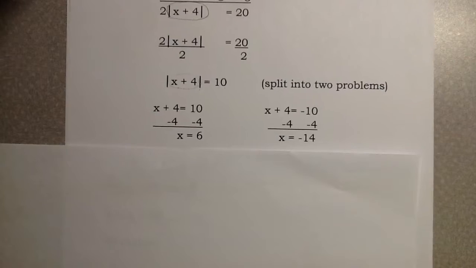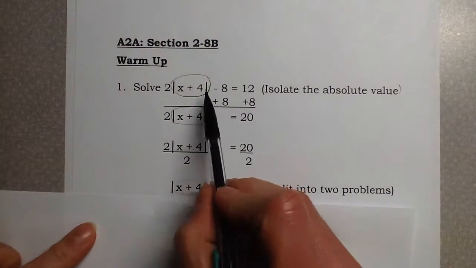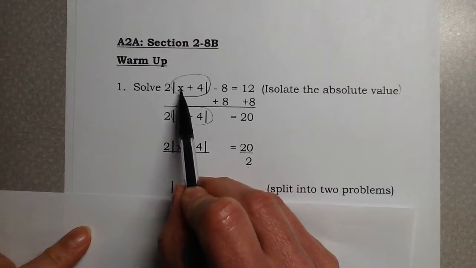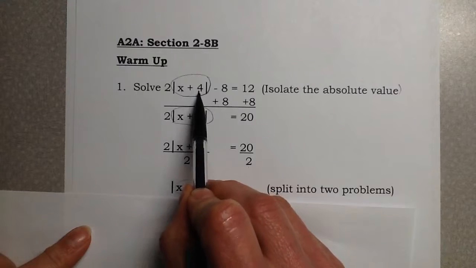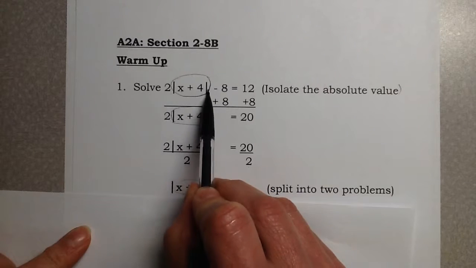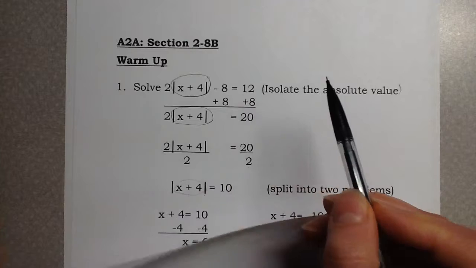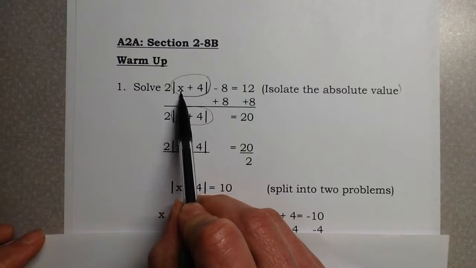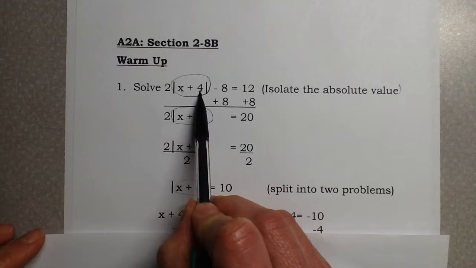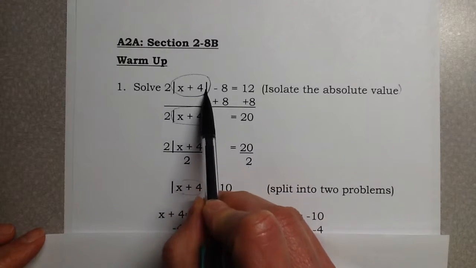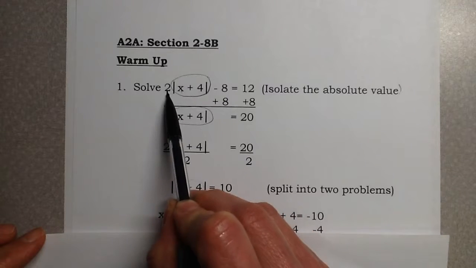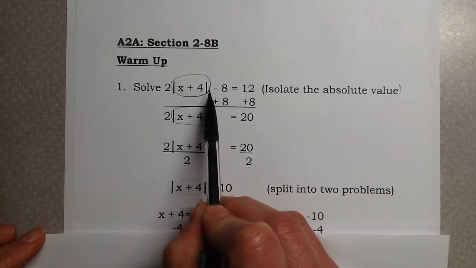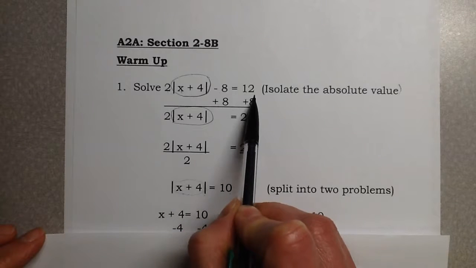Now if we go back up here and check it, if we make this 6, we have 6 plus 4, which is 10. 10 times 2 is 20, minus 8 is 12, so we know that 6 is correct. Our second answer was negative 14, so if we substitute negative 14 in here, negative 14 plus 4 will give you negative 10. Take the absolute value, it becomes positive 10. Multiply by 2, it becomes 20. Subtract 8, we get 12.